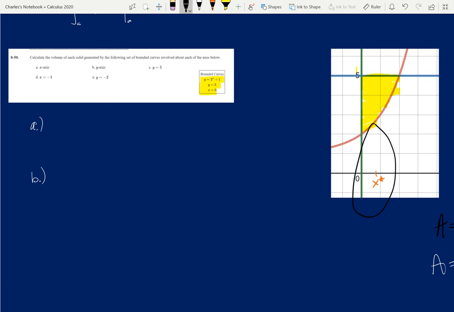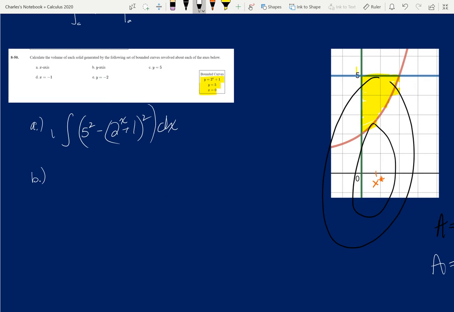So in this case, it's going to be an integral, right? The big circle is going to be big R, and that big circle in this case is just 5, no matter the x. So it's going to be 5 squared minus the inside circle, which is 2 to the x plus 1, squared, dx. And I need a pi, and I need to know that x is going between 0 and 2. That point right there is 2.